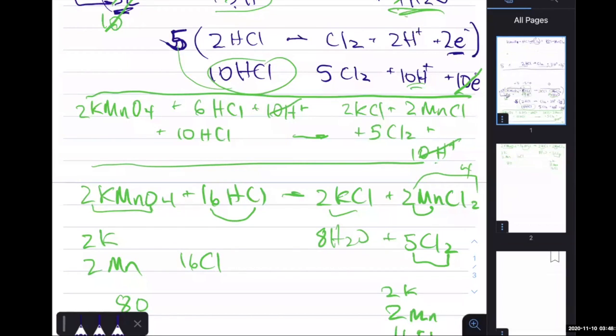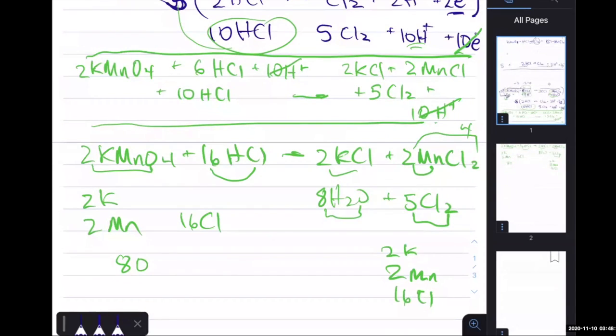So 8 oxygens here, 8 oxygens here. And then finally my hydrogens, I've got 16 hydrogens here. I've got 16 hydrogens there. Yeah, I forgot my water to bring down. It's easily confused. And both sides are 0. But that's basically why I introduced the 5 on the top and the 2 on the bottom. I have to cancel my electrons.